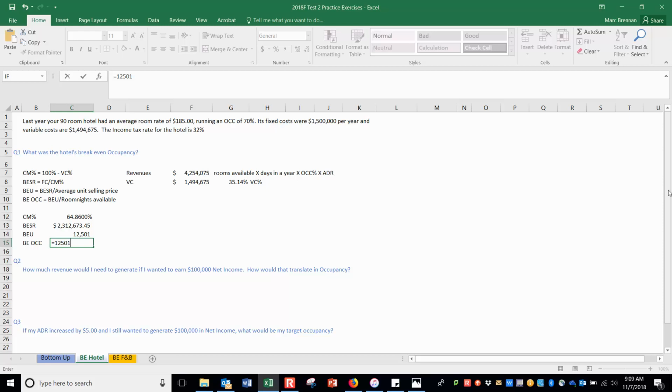Okay. So if I divide that by how many rooms we have available for the whole year, I should get an occupancy percentage. So 90 times 365 days in the year. That's going to give me my room nights available for the whole year. And we'll turn that into a percentage, get rid of a couple decimals there. So there it is. So my 38.05% is my break-even occupancy that I need.